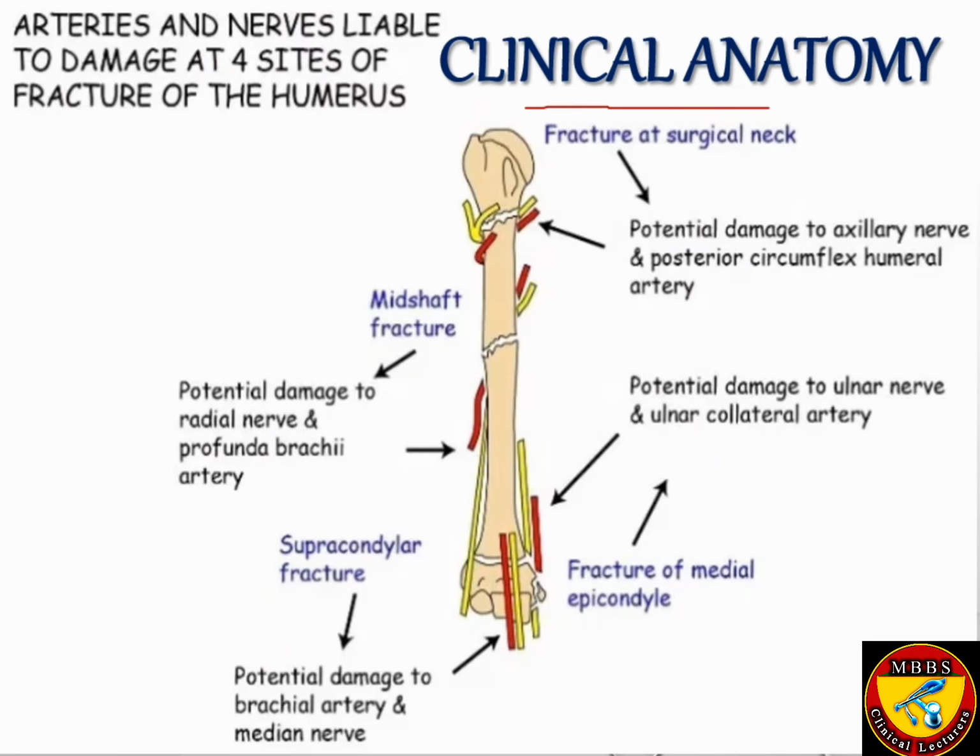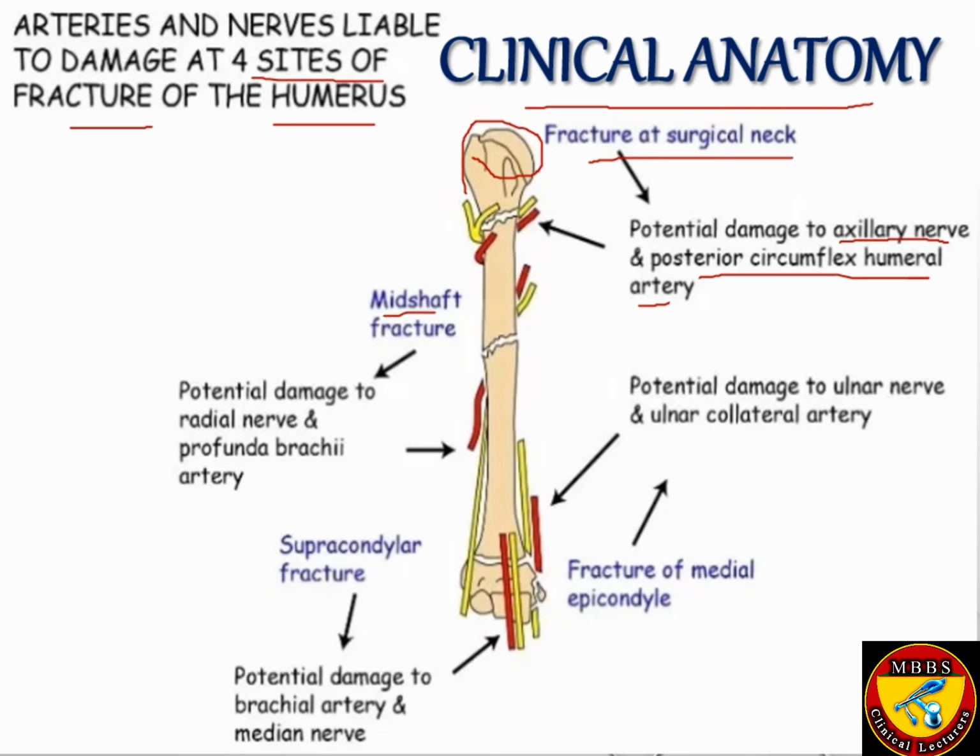Clinical anatomy. Arteries and nerves liable to damage at four sites of fracture in the humerus. In the humerus, there are four common sites for fracture. Number one is the fracture at the surgical neck. This is the surgical neck, as we already discussed, which divides the upper end from the shaft. When a fracture of the surgical neck occurs, there is potential damage to the axillary nerve and posterior circumflex humeral artery, which both wind around the surgical neck. If the fracture occurs, these both can get damaged.